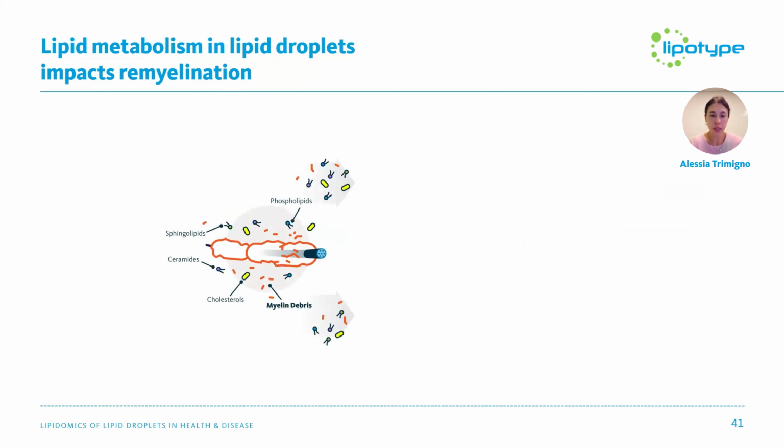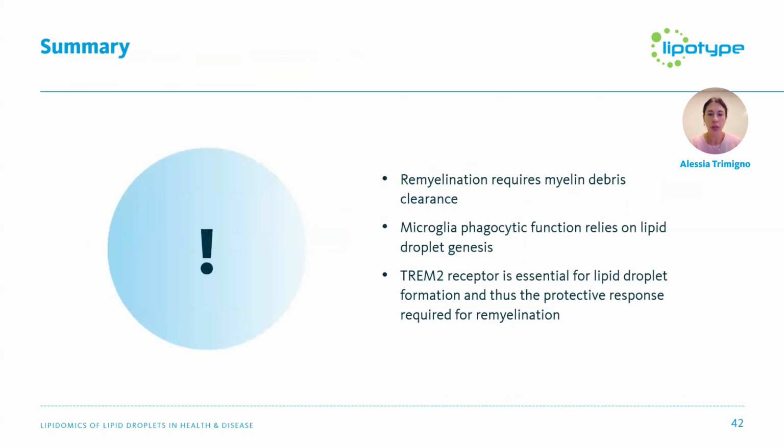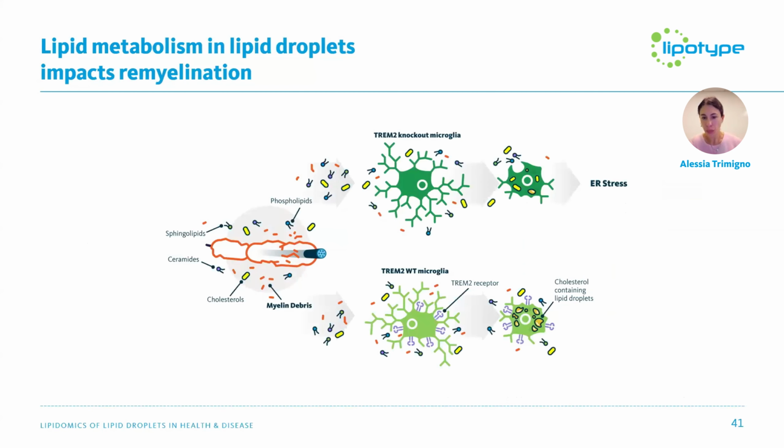So what we see, as I said, is this myelin debris, and we have the TREM2 wild type microglia, which have the TREM2 receptor and which will sense this cholesterol and can incorporate it into the lipid droplets. While in the knockout cells, this is not possible because the receptor is missing, and this will cause endoplasmic reticulum stress.